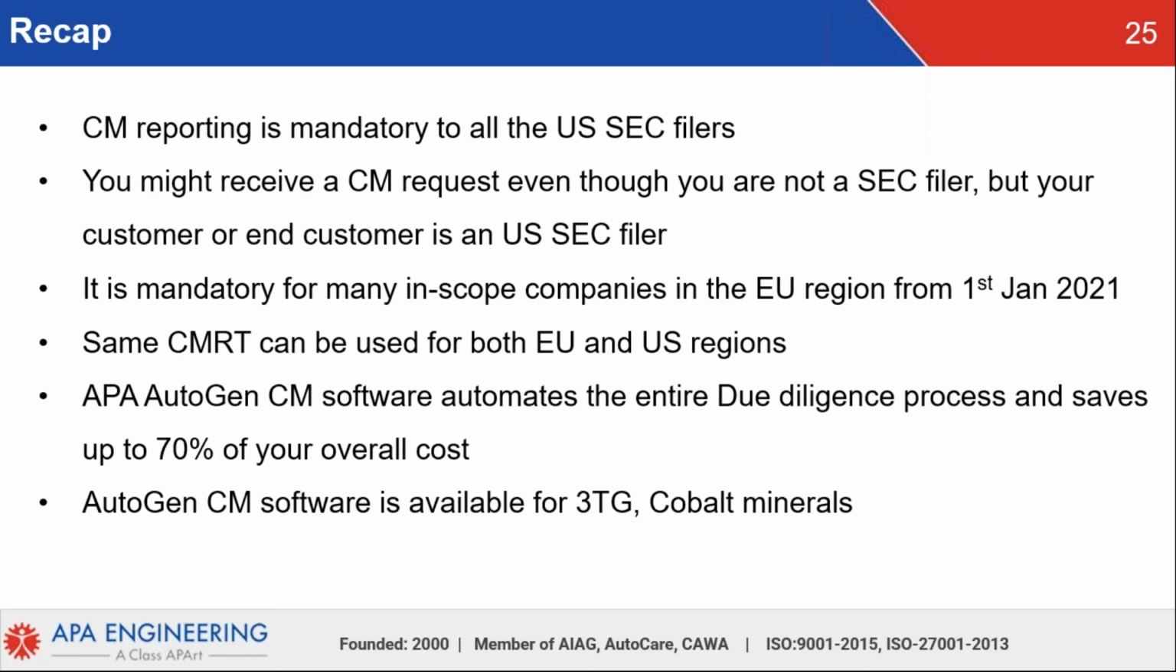But the bad news is the form is very complicated, as noted, with over 150 different criteria to make sure that it's filled out properly. But APA AutoGen conflict minerals software automates this process and makes it much, much easier for you. You can use it as part of your team, or you can have a turnkey solution where APA can do the work for you and follow up with your suppliers for you. The AutoGen CM software is available for 3TG as well as some other minerals such as cobalt, which is being considered to be added as a conflict mineral.